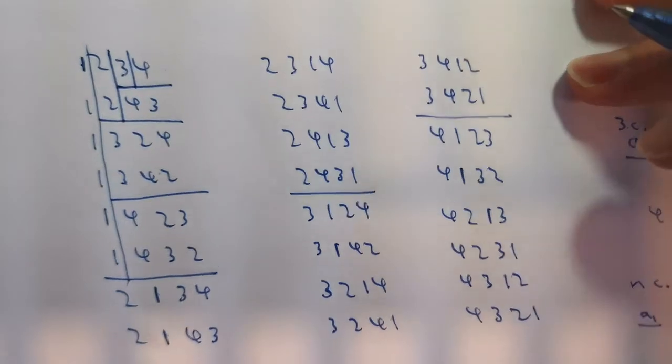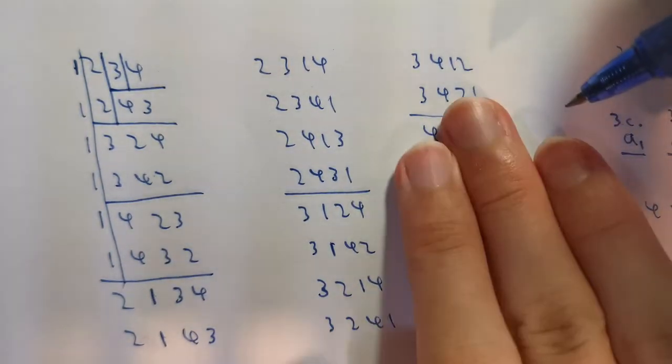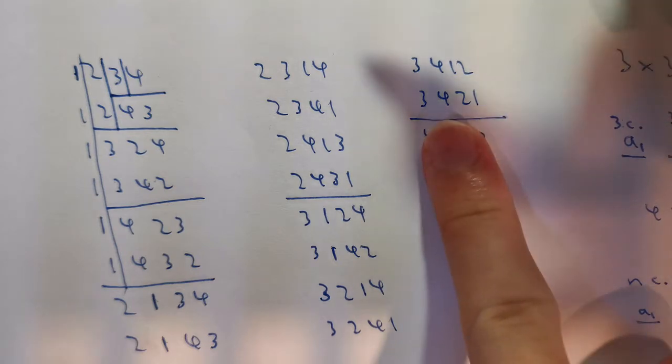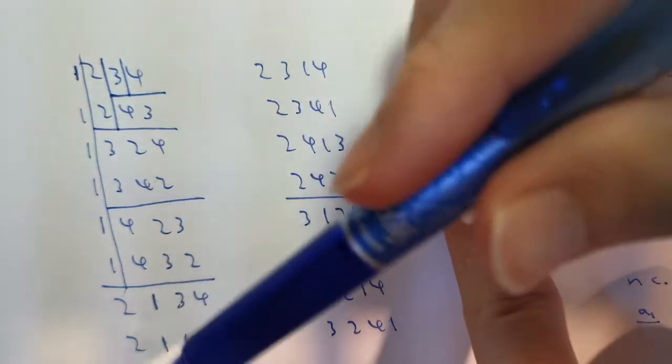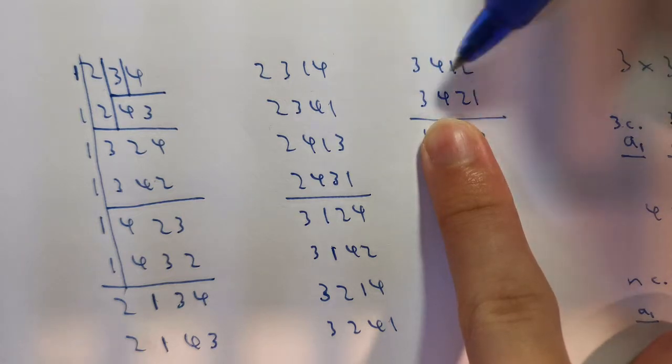Then let's check back here to see if it's correct. So if 4 cannot be the first digit, that means these numbers are all gone, right? Then if you count all the remaining numbers, there should be 18 of them.